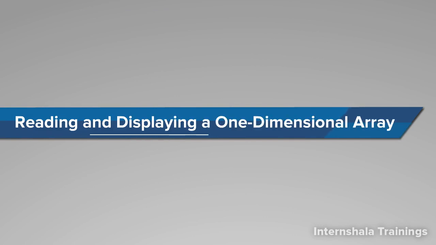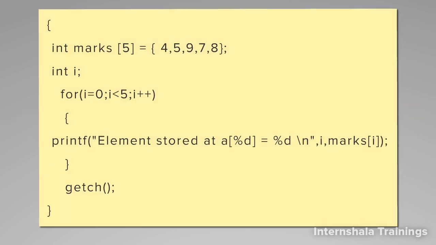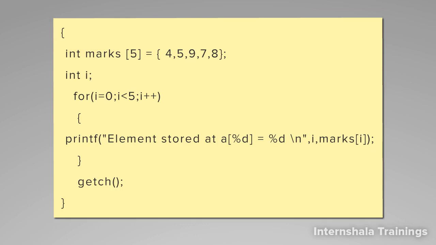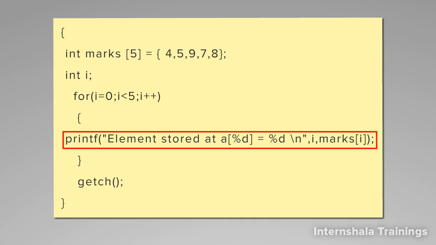Now, let's understand how we can read and display the elements of an array. We can use a for loop to read and display the elements of an array. For example, here we have used a for loop to read and display the elements of the array marks. We initialize the loop variable i from 0 and let it take the value up to 4. After each iteration, the value of the array element at index i is printed on the screen.